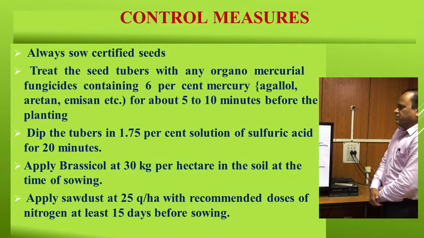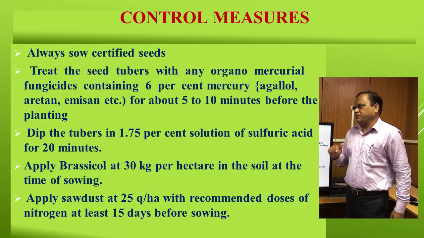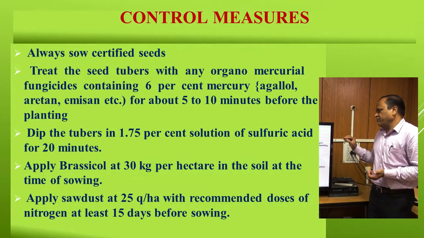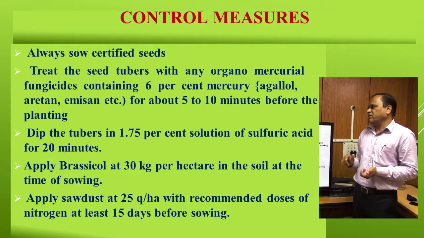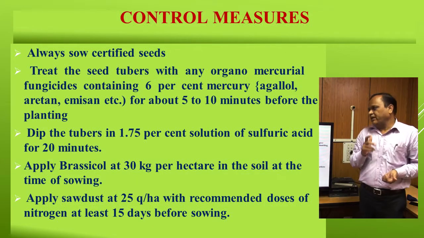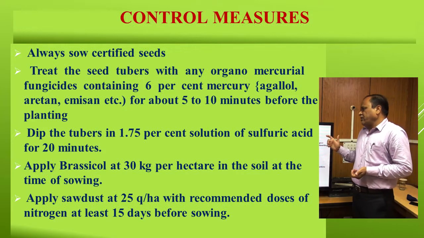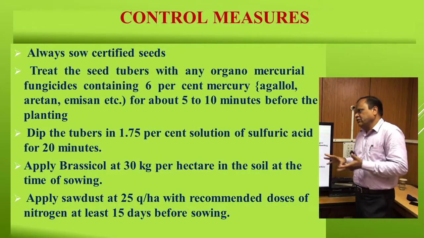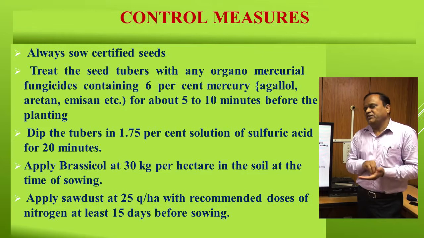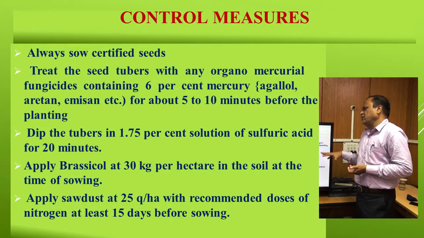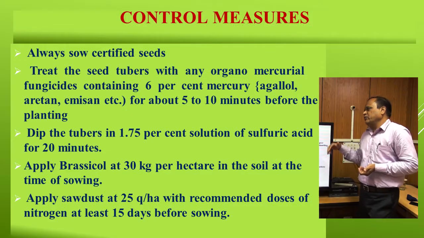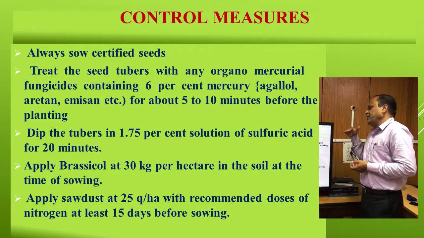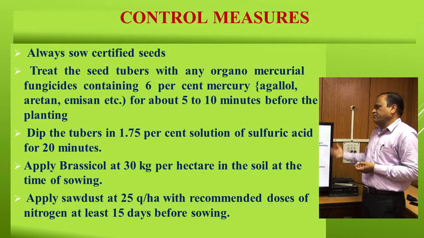It is always advisable to sow certified seeds. Treat the seed tubers with any organomercurial fungicide containing 6% mercury, like Agallol, Aretan, or Emisan, for about 5 to 10 minutes before planting. So treatment of the tuber with organomercurial fungicide is very essential, so that if there are any spores on the tuber, it will kill the spores.